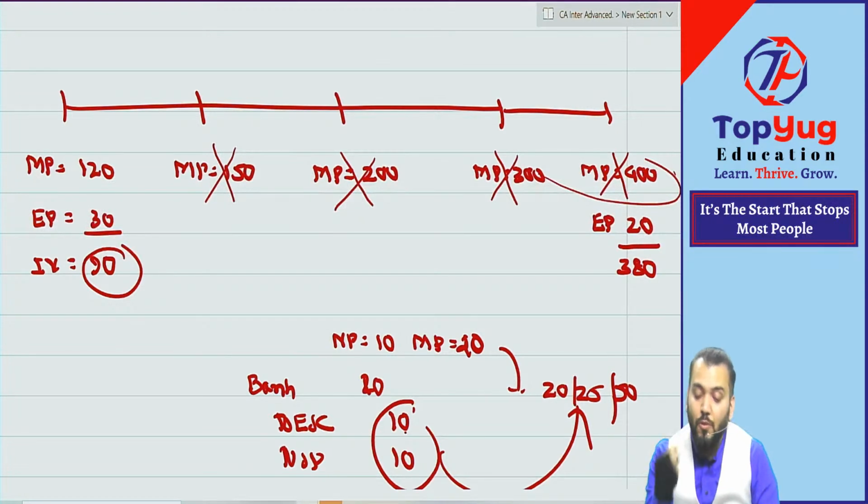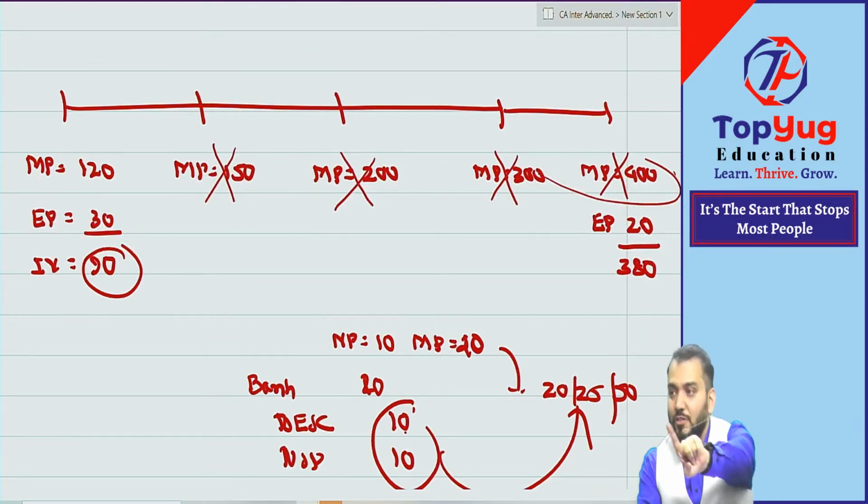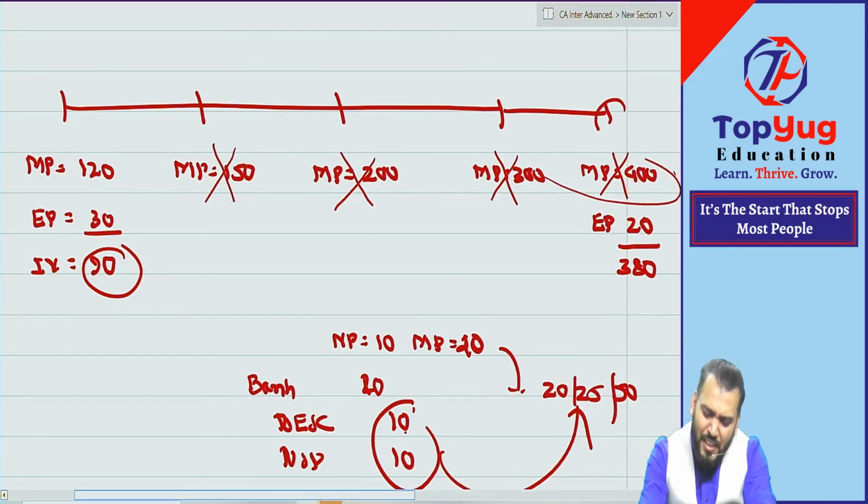Correct? Now one doubt will come. Intrinsic value you have understood. But one doubt may come. Sir, actually shares are issued here, na.